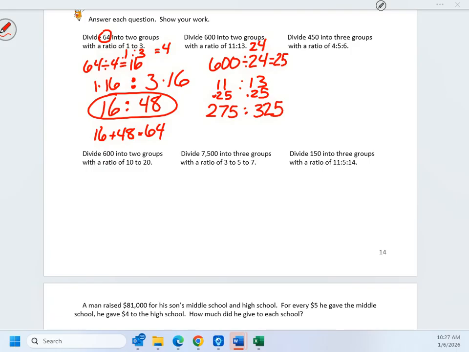What do I do to check my math? Alan? Add them together. If I take 275 plus 325 and I put it into my calculator, because when checking it, you have to use that calculator to check it. What do I get, Hunter? 600. Did I do my math correctly? Yeah, because that was my full 600.